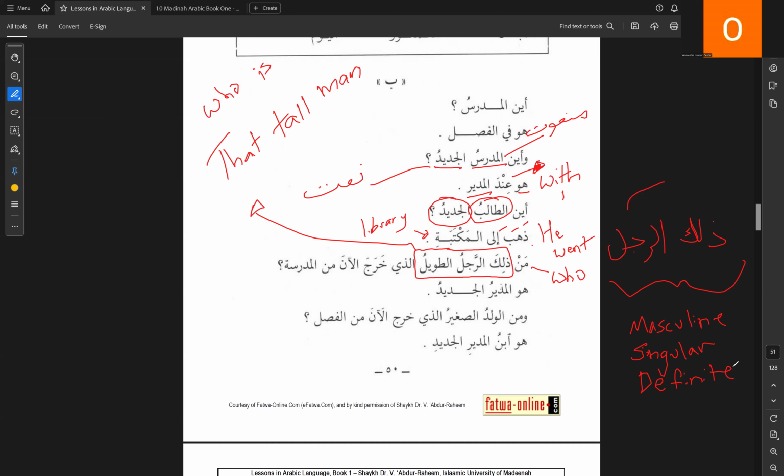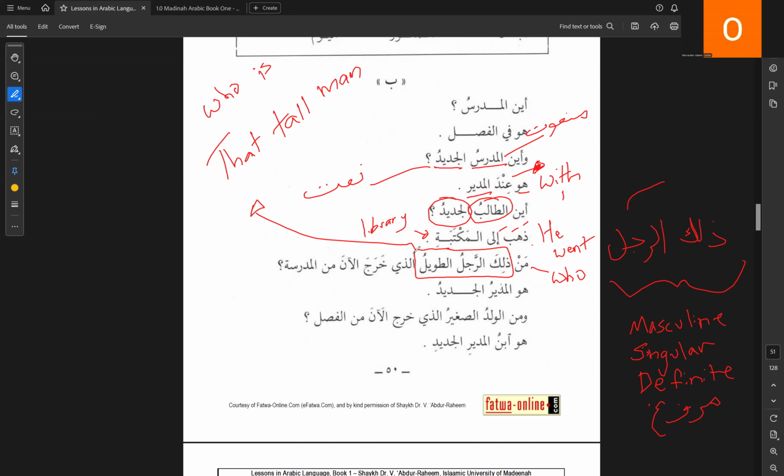So ذلك الرجل الطويل, both of them are مرفوع. Both of them are مرفوع. ذلك is مرفوع because it is coming at the beginning of the sentence, and by default it is مرفوع. That kaf with the fatha at the end is not telling us that it's mansub. And that's your first exposure to that. And the more that we go in today, you'll see a little bit more of that.